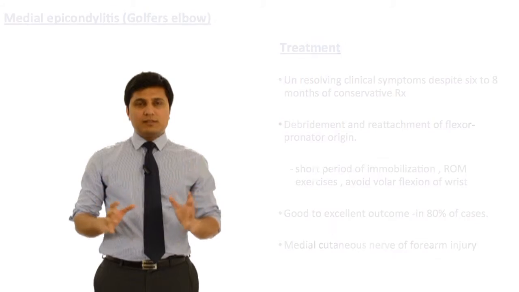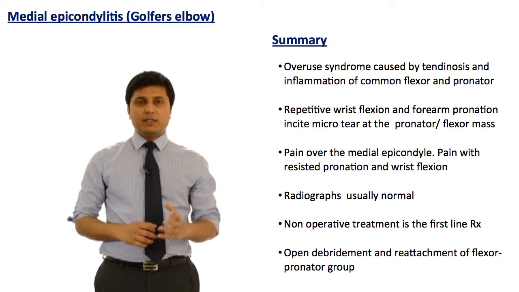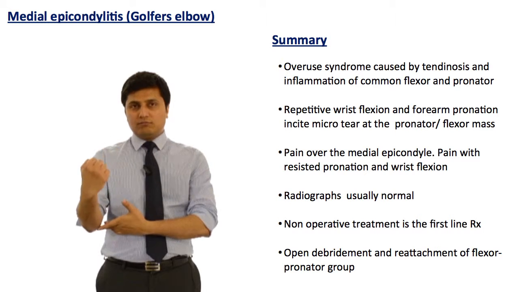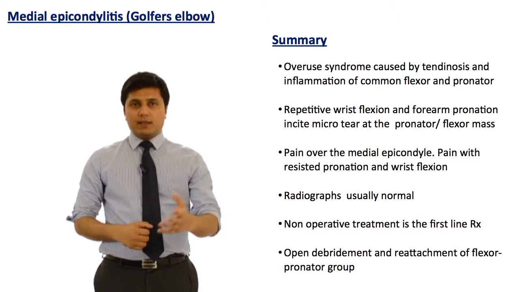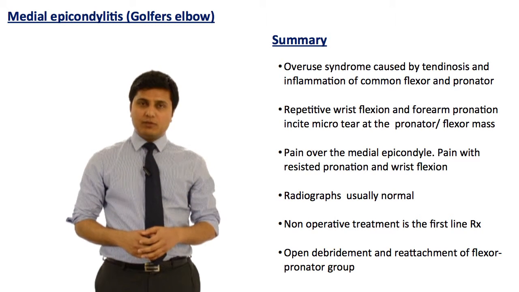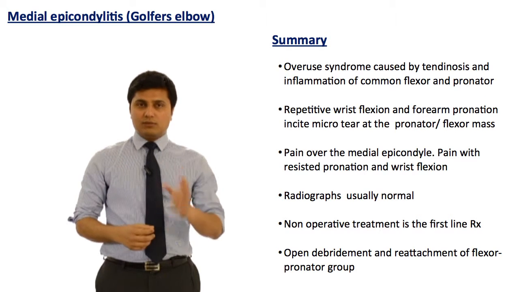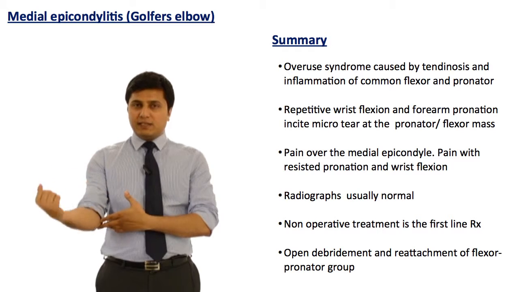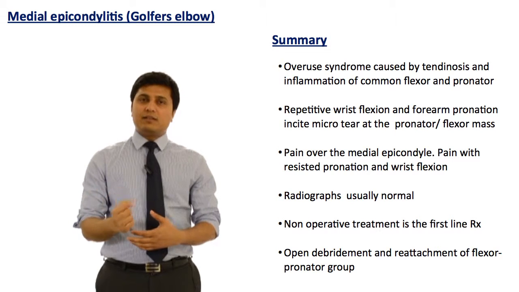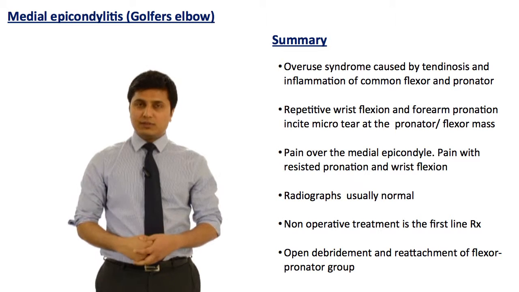So, in summary, golfer's elbow is tendinosis and inflammation at the pronator teres and flexor tendon origin. Pathological findings include vascular hyperplasia and inflammation at the origin of the pronator teres and flexor muscle origin. The pain is mainly on the medial aspect, increased by resisted flexion and pronation movement of the forearm and flexion of the wrist.